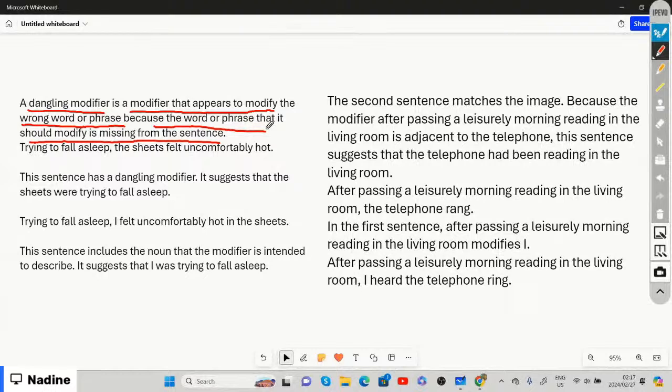So a dangling modifier is when a modifier appears to modify the wrong word or the wrong phrase because the word or the phrase that it should modify is missing from a sentence, right?